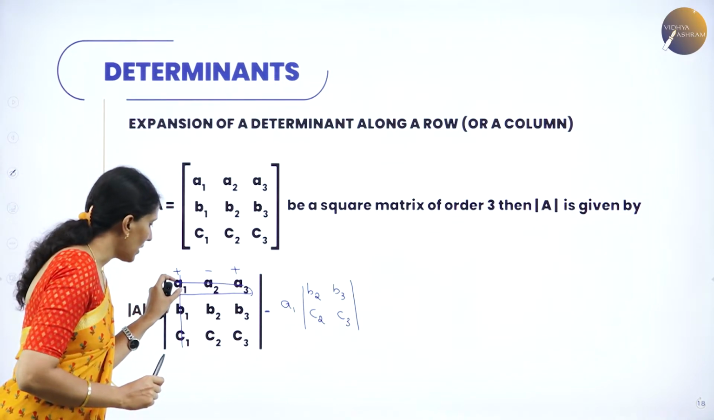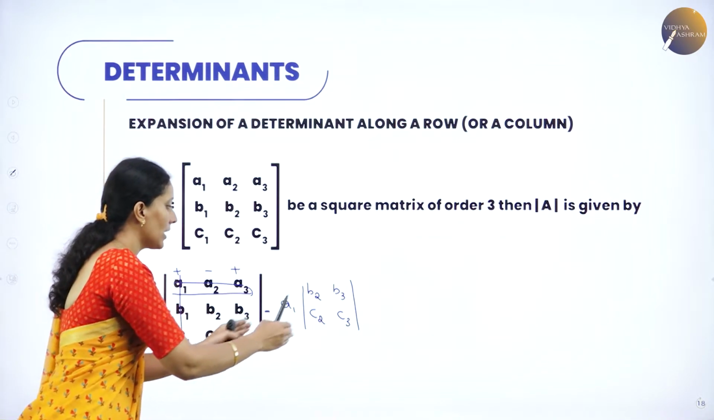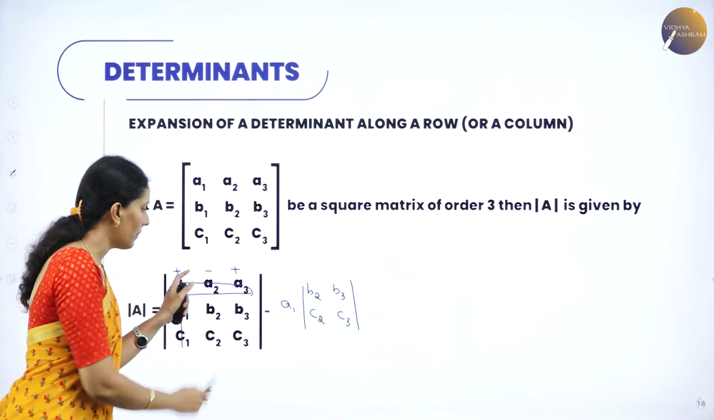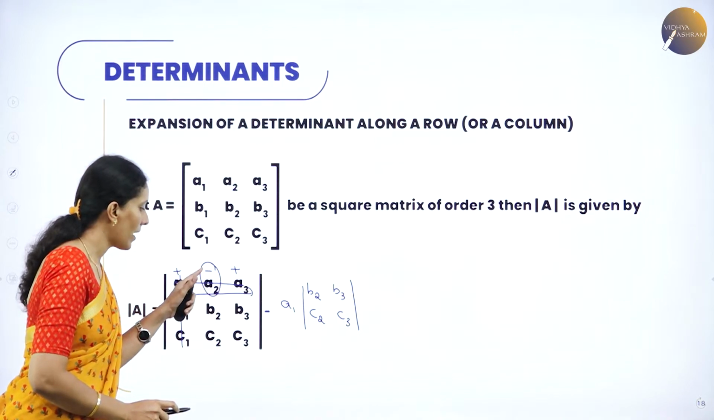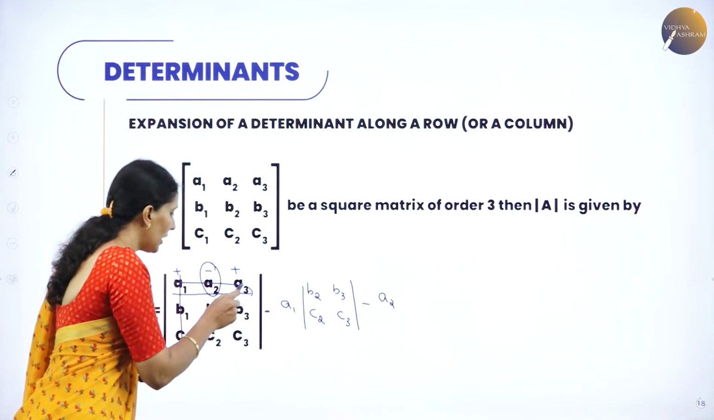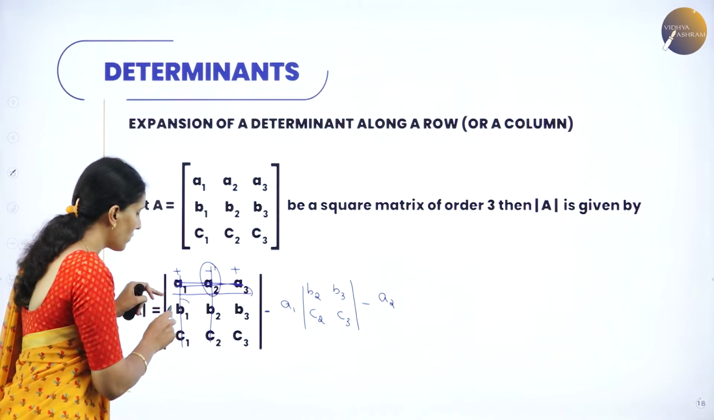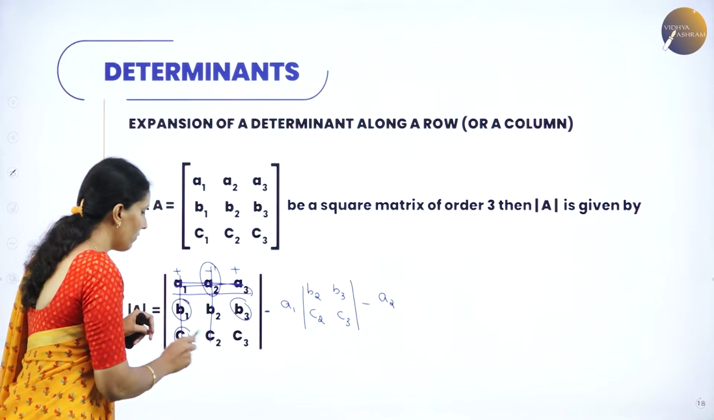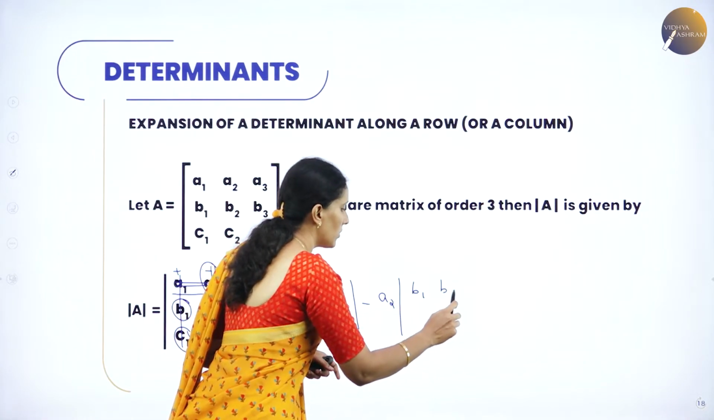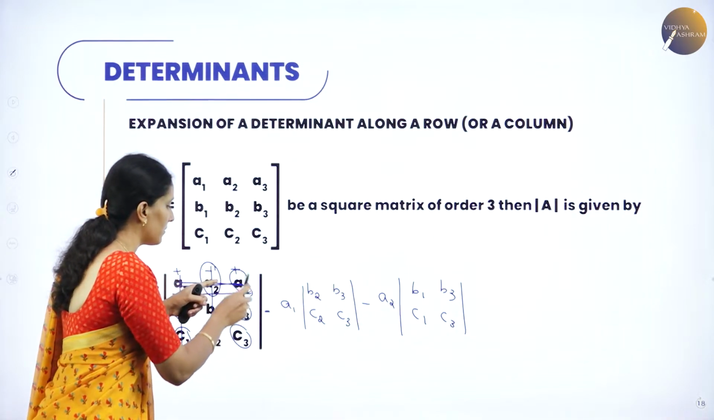So taking the first element, deleting the row and column of that element, write the remaining in the form of the determinant. Now we'll take the second element. What is the sign of the second element? Minus. So we will write it as minus a2. Now delete the row containing a2 and the column containing a2. So what are the elements we have? b1, b3, c1, c3. Write it in the form of a determinant: b1, b3, c1, c3. Next is a3, that is plus a3.